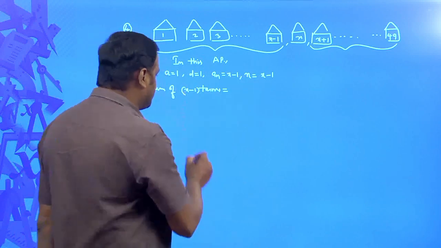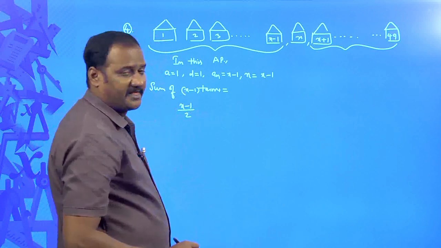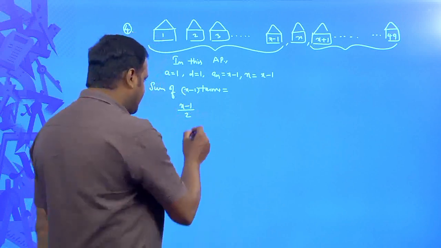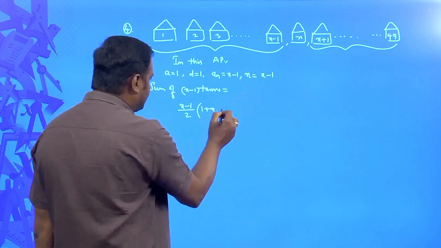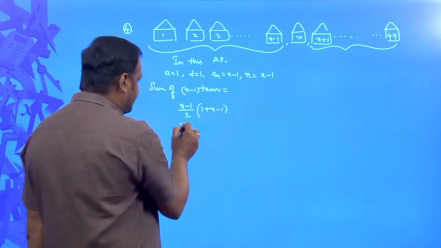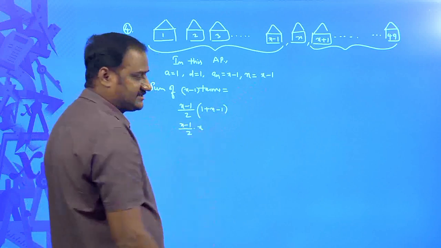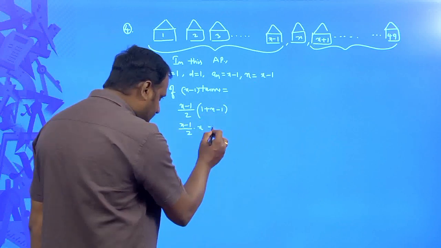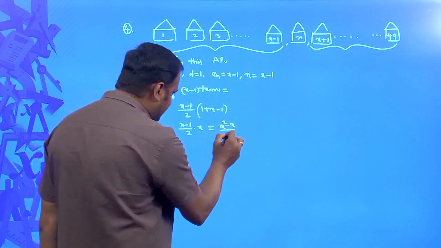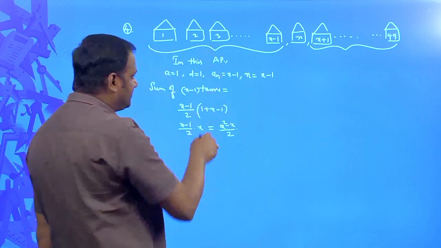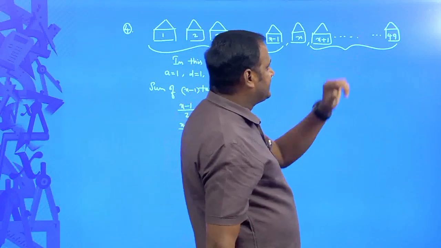Therefore, the sum is going to be (x minus 1) by 2, because n by 2 into a plus a_n. a is going to be 1, plus a_n is going to be x minus 1. So this is (x minus 1) divided by 2 into, minus 1 plus 1 cancel, you get x. So finally, this sum is going to be x into x, which is x square minus x, divided by 2. This is the sum of these terms coming here from x by x plus 1 onwards.